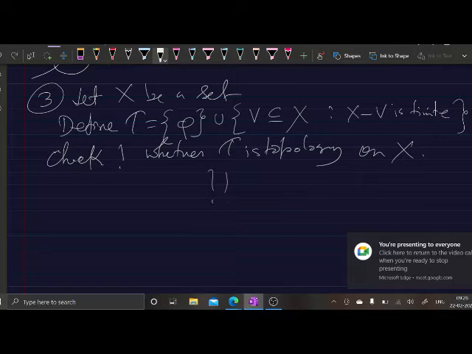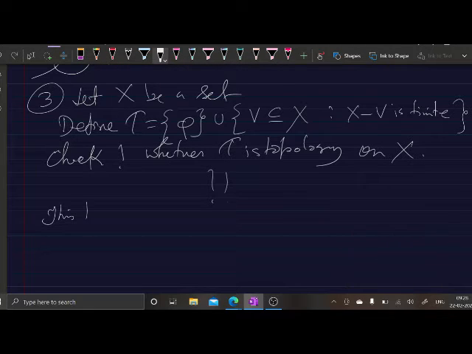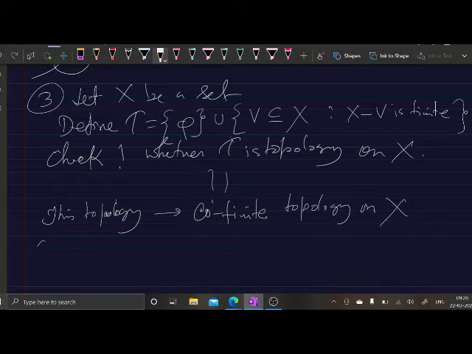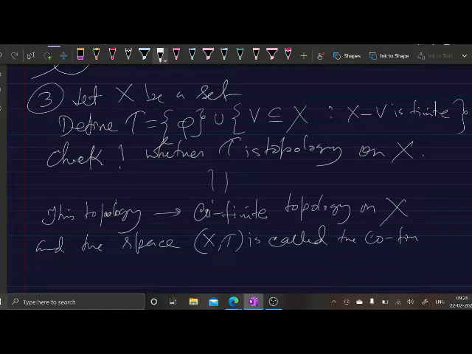So this topology is called the co-finite topology on X, and the space X, tau is called the co-finite space.